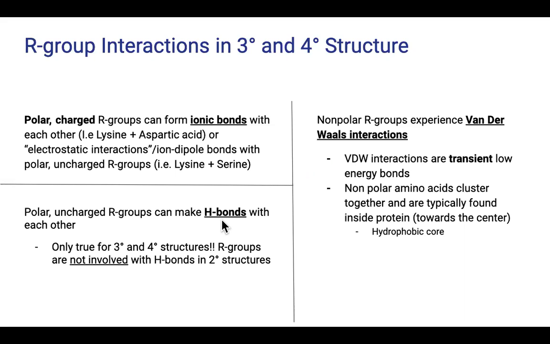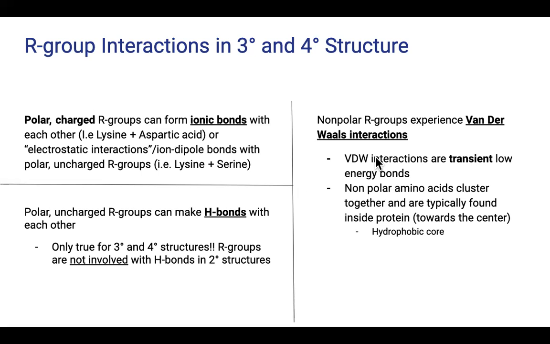The hydrogen bonds in this case are only in the tertiary and quaternary structures. Hydrogen bonds do occur in the secondary structure that Van was talking about before, but that's not involved with R groups in the secondary structure.